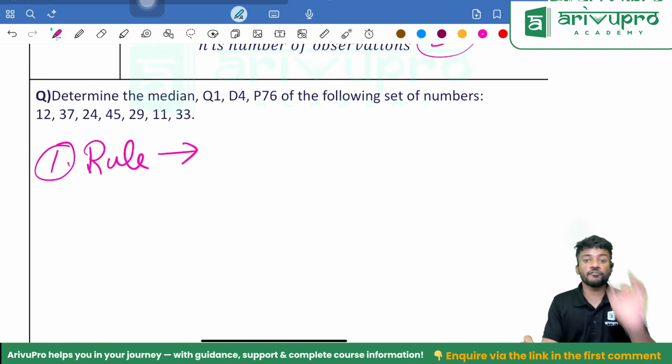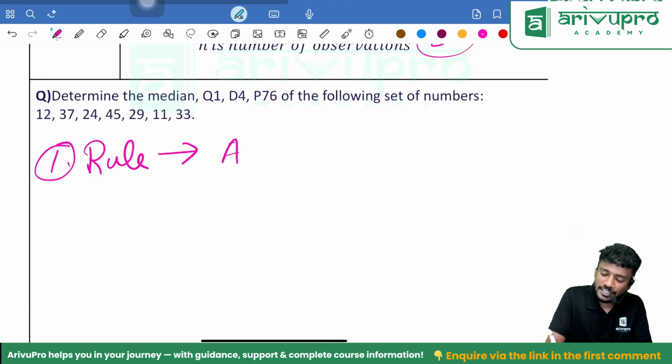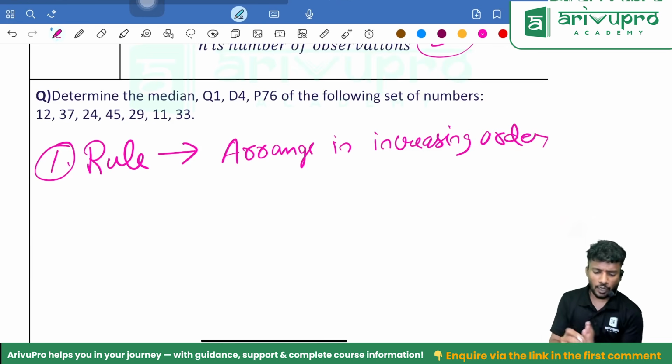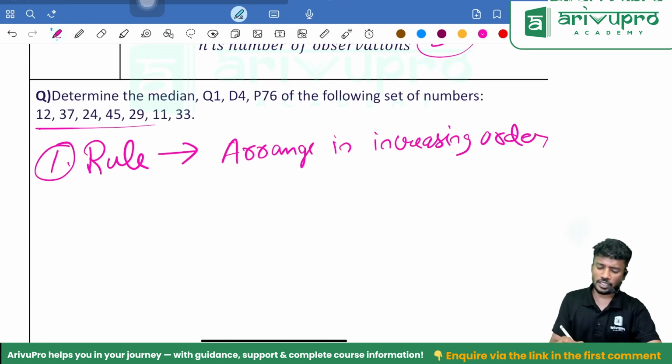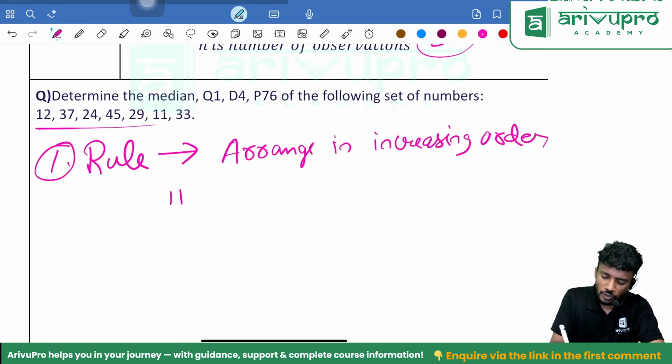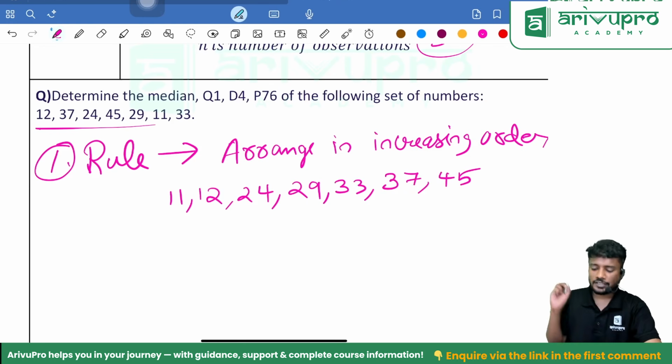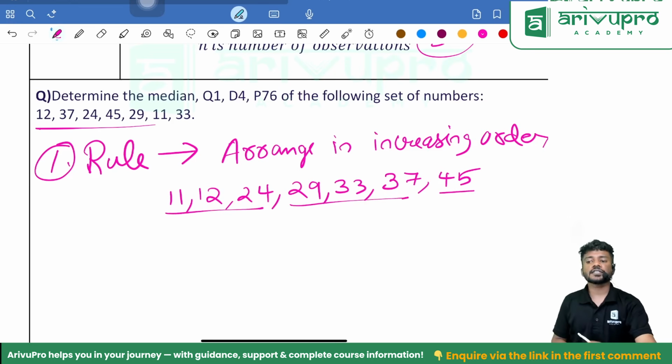Yes. First rule of median, partition or anything is what? Arrange in increasing order. I will write it as increasing order so that everyone can understand. Now, what is the increasing order of this? 11, 12, 24, 29, 33, 37, 45. Is this correct? Yes. How many terms are there in total? 7 terms are there in total.